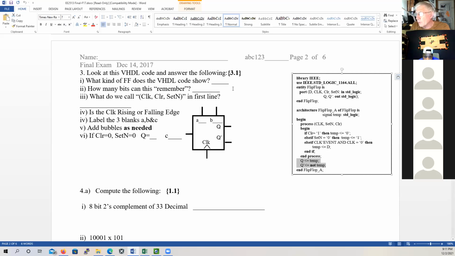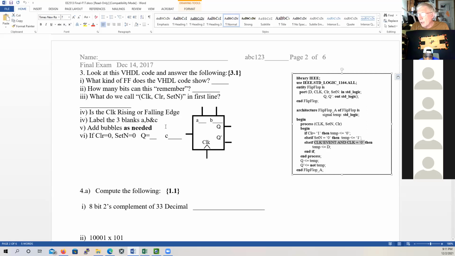Okay, so now some questions. What kind of flip-flop does it show? Well, it shows a D flip-flop with an active low set and an active high clear. How many bits can it remember? Well, all flip-flops remember 1 bit. What do we call clock, clear, and set not in the first line? Well, it's not really the first line, it's the first line of the architecture. And we call that the sensitivity list, just like we do in Verilog. Is the clock rising or falling? In this case, it's falling, right?